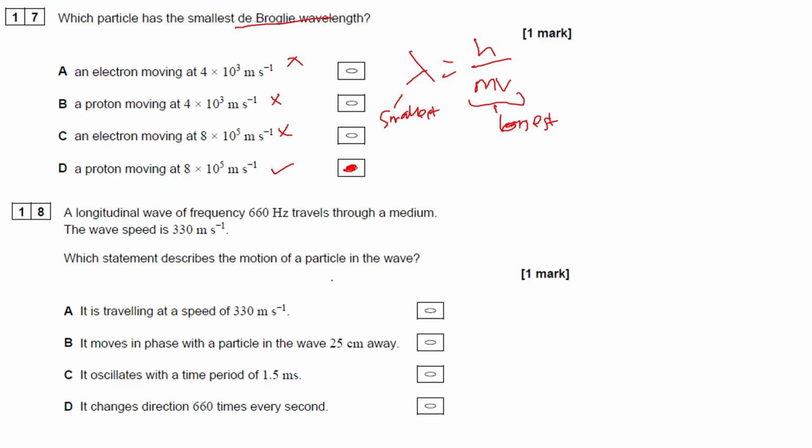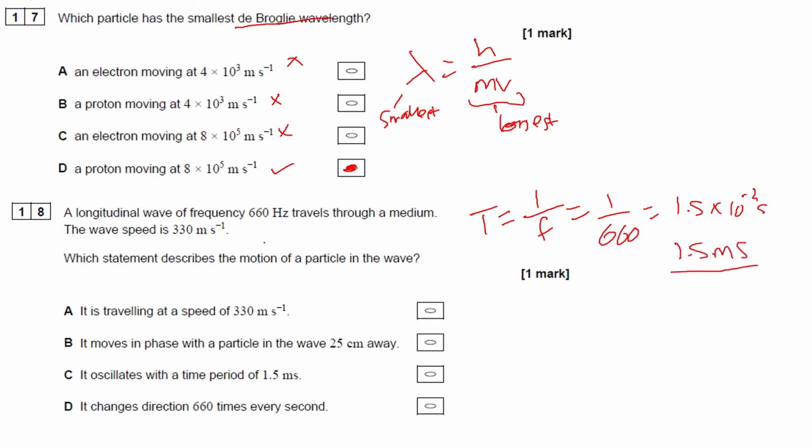Okay, so 18, you have to think about properties of a wave here. If they've told us the frequency is 660 Hz, one thing you can work out straight away is the time period by doing 1 over frequency, and you get 1.5 times 10 to the minus 3 seconds, or 1.5 milliseconds. So the time period of the oscillations of these particles will be 1.5 milliseconds, and that actually matches with C.